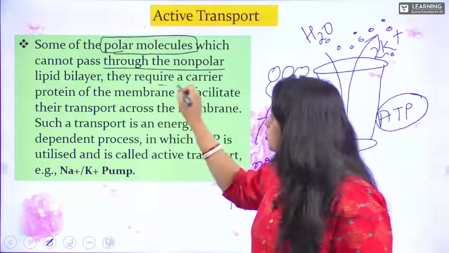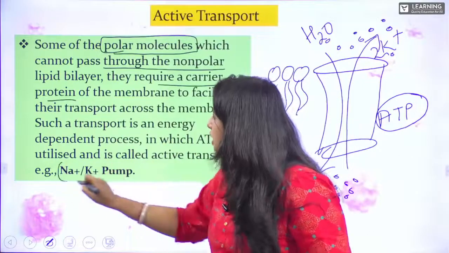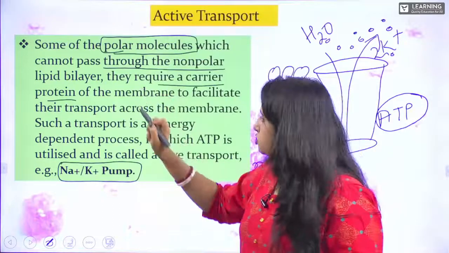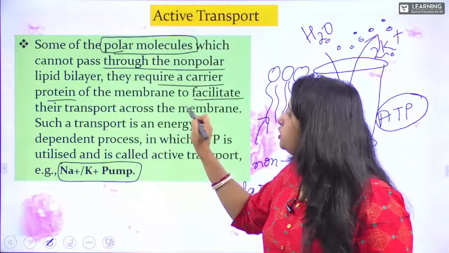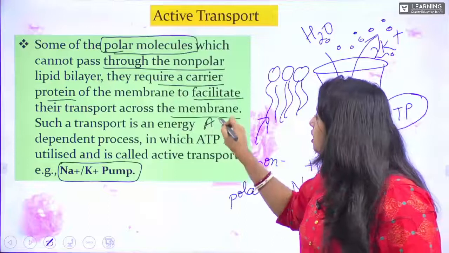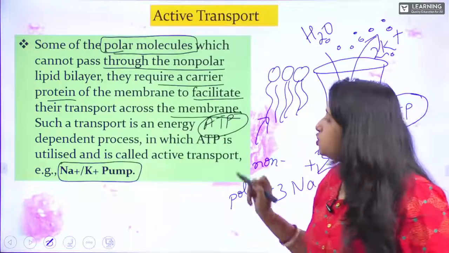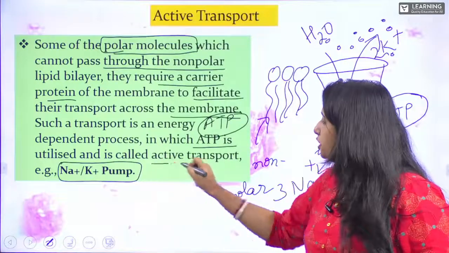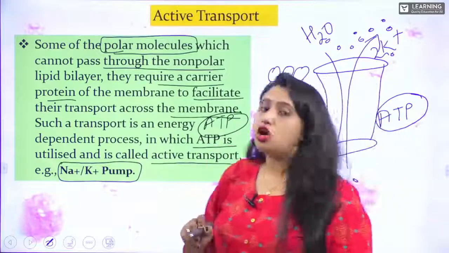Clear? So they require a carrier protein. It is basically a carrier protein. The Na plus K plus pump is your carrier protein, okay? Which helps the molecules to cross the membrane. So here there is a requirement of energy. They need ATP, right? So this is called active transportation. Example, the Na plus K plus pump. So this is all about it.